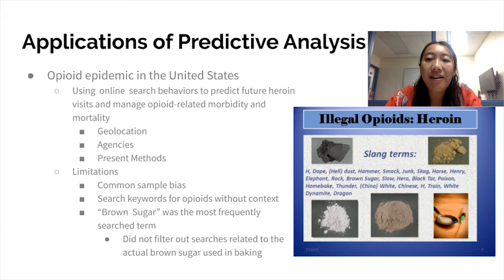However, there are some limitations in the Google Trends opioid search study. The common sample bias assumes that everyone uses Google as their search engine. Search data only provides keywords for opioids without context, unlike social media such as Twitter, which includes the context of people's thoughts and behaviors. Brown sugar was the most frequently searched term, but the analysis did not filter searches related to the actual brown sugar used in baking.